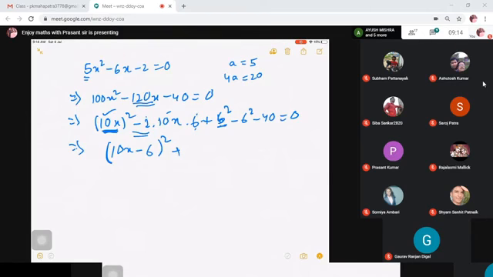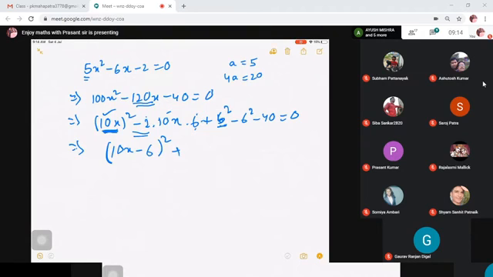That means 10x minus 6 whole square minus 36 minus 40 equal to 0. This gives us 10x minus 6 whole square minus 76 equal to 0. That means 10x minus 6 whole square equal to 76. And then we have 10x minus 6 equal to plus or minus square root of 76.